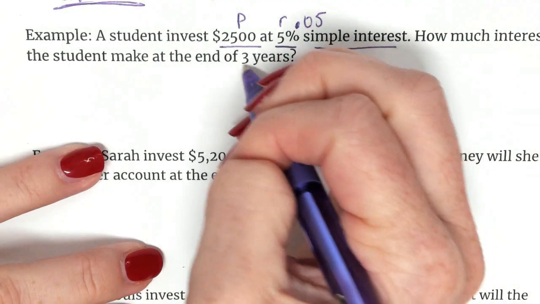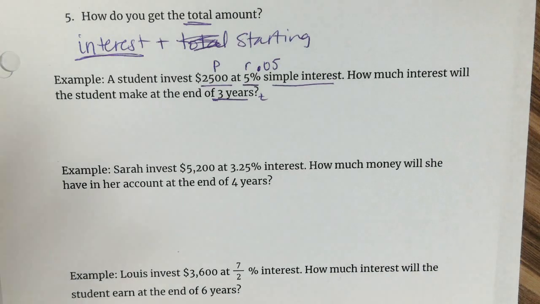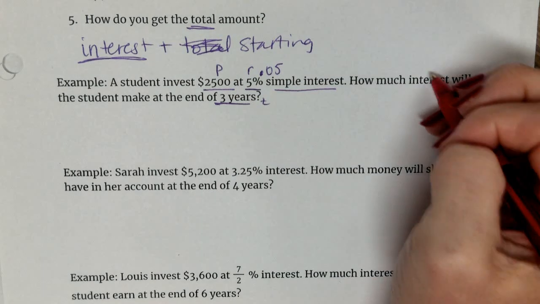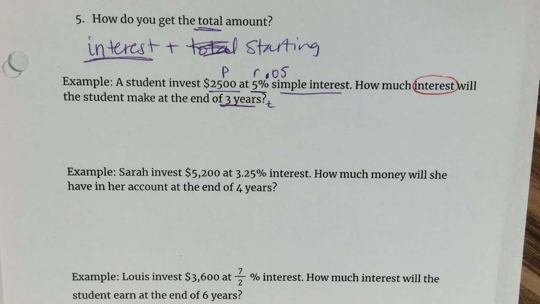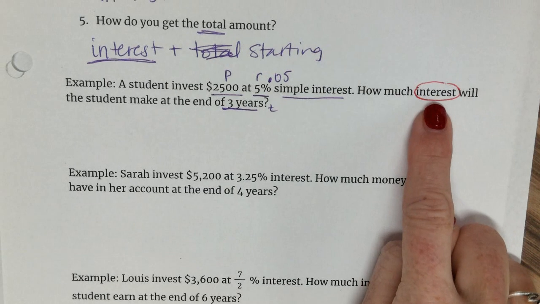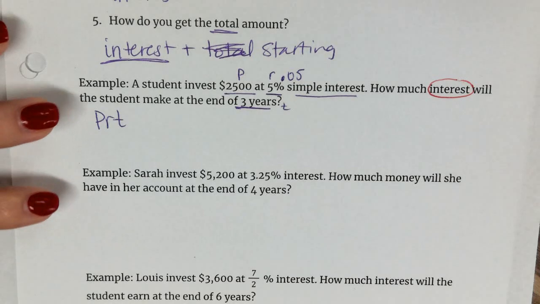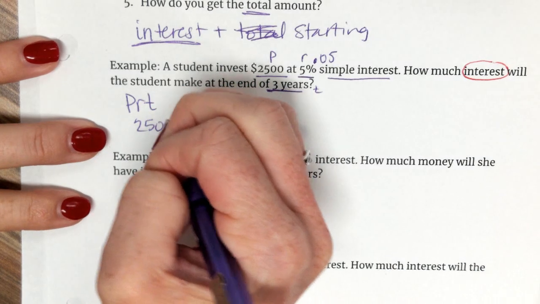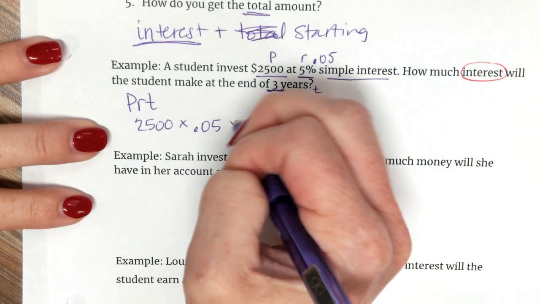All right, and the time is 3 years. So now here's the thing. Before I even start, I need to ask myself, what is the question asking for? How much will the formula give me this answer? What does our formula solve for? Interest. Is it asking for interest? So all I'm going to do is the formula. So P times R times T. So I'm going to do 2,500 times 0.05 times 3.